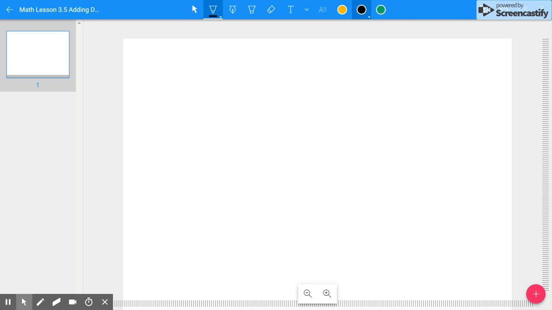All right, so this math lesson comes from lesson 3.5, chapter 3, lesson 5, and we were talking about adding decimals with pictures. So if I have this problem, 9/10 plus 7/10, I want to add these two decimals together using pictures.